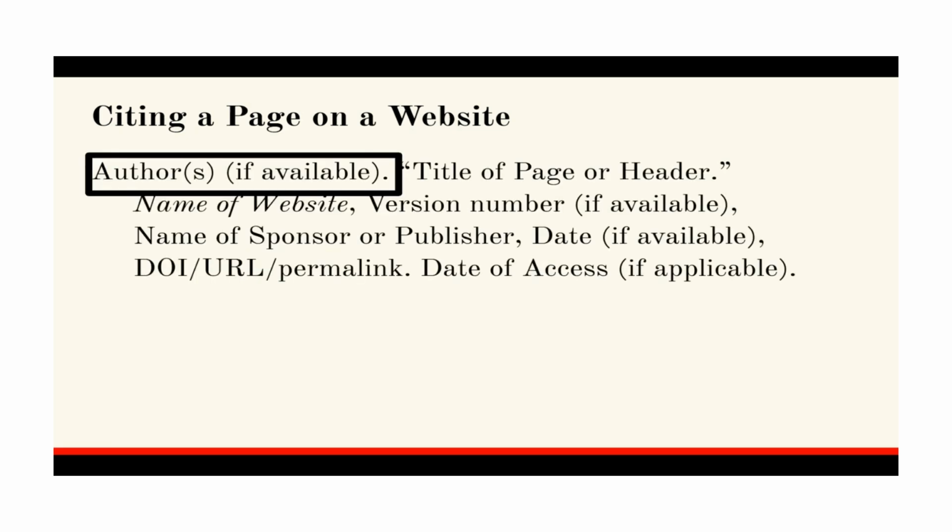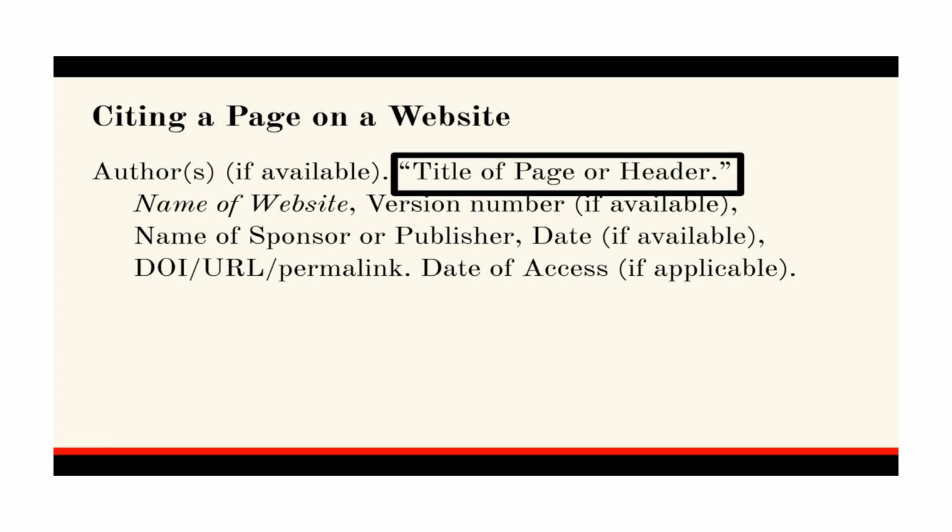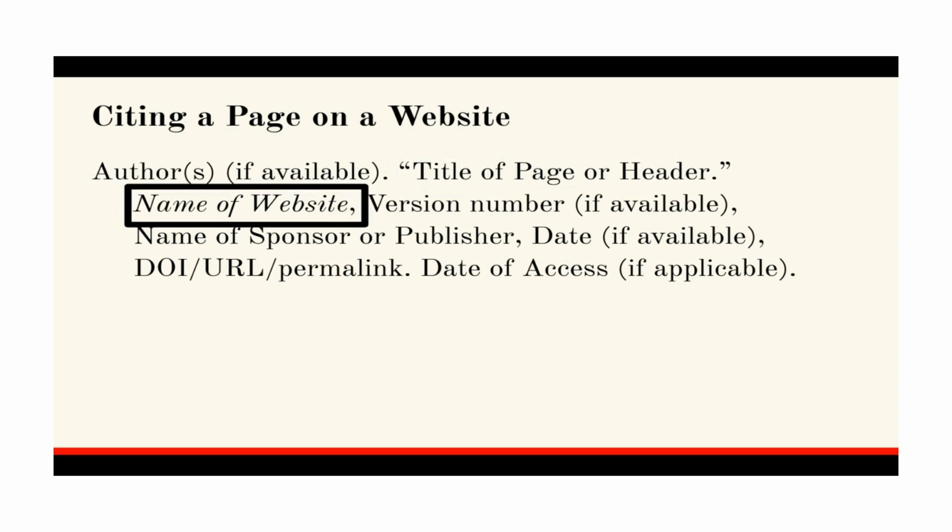You may need to cite information that you find on reputable websites. We will be covering how to cite one singular page from a website here. As always, we start with the author name, followed by the title of the page or header, in title case and in quotation marks. Usually this information is found at the top of the web page you are trying to cite. It ends with a period.